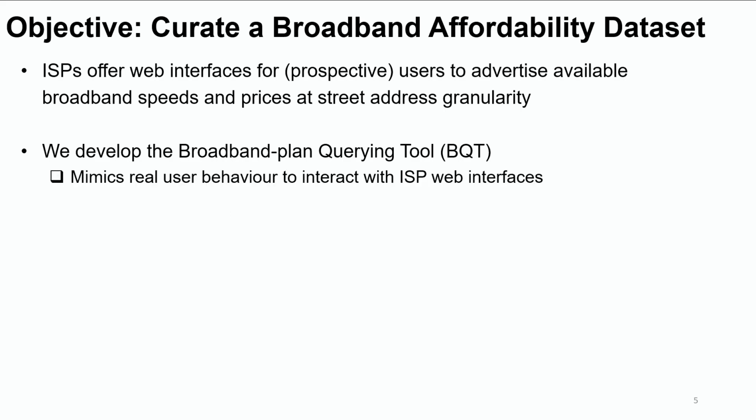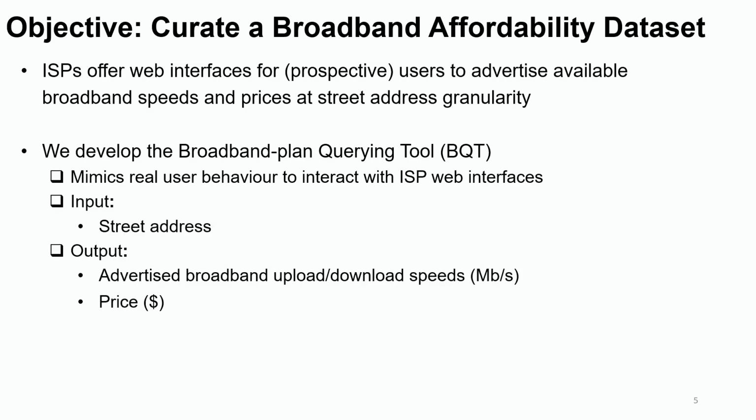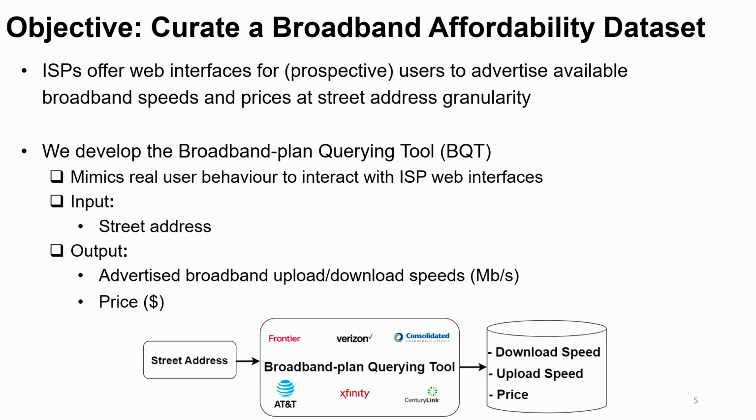Fundamentally, its purpose is to mimic user interactions, just as how a regular user would interact with these websites. This particular tool does the same thing. It takes a street address as an input and ultimately produces the speed that is available at the street address, and more importantly, the price at which each of those speeds are made available by individual ISPs. So using this tool, we can conduct a data collection campaign through which we can curate a data set that we can use to answer questions related to broadband affordability.